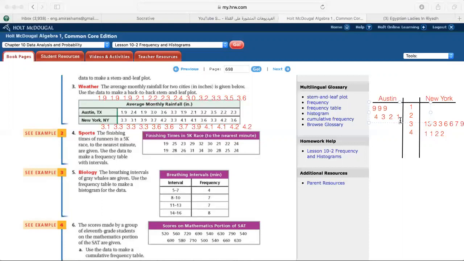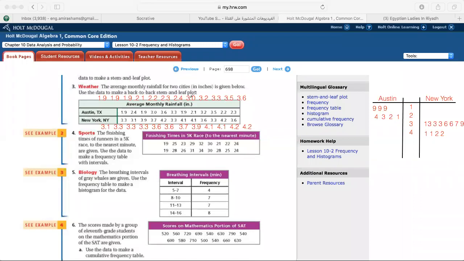See how I wrote it? I didn't write 1, 2, 3, 4. No, I wrote the same order, but from right to left. So when I read it, it will be 2.1, 2.2, 2.3, 2.4.